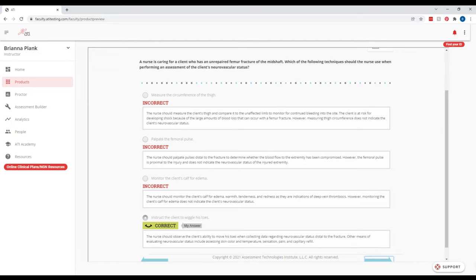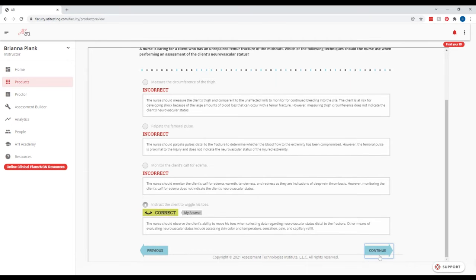The sensation, can they feel or not? And then are they having any pain? And then our cap refill in our toes, we're going to press on the toe and look for a brisk return of the color. So we're going to press it down, it's going to turn white, and then we want to see within about 2 seconds a return of the color.